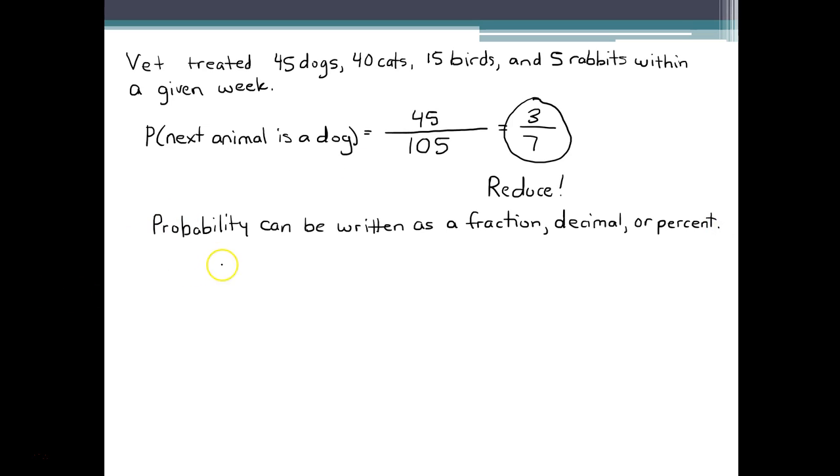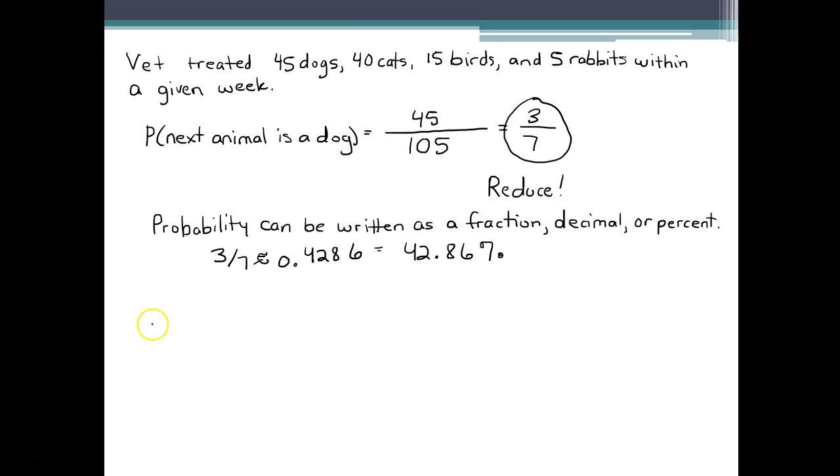So your 3/7, you can write it as 3/7 if you would like, and that's pretty common. They'll just leave it as a fraction, but make sure you reduce your fractions. Or you can divide 3 by 7, and you get a long decimal, so we'll just round it to 4 places. So you get approximately 0.4286, which you could also write as 42.86%. So it doesn't really matter which way you write your probability. They all are basically saying the same thing. So it's up to you unless the directions say what to do.